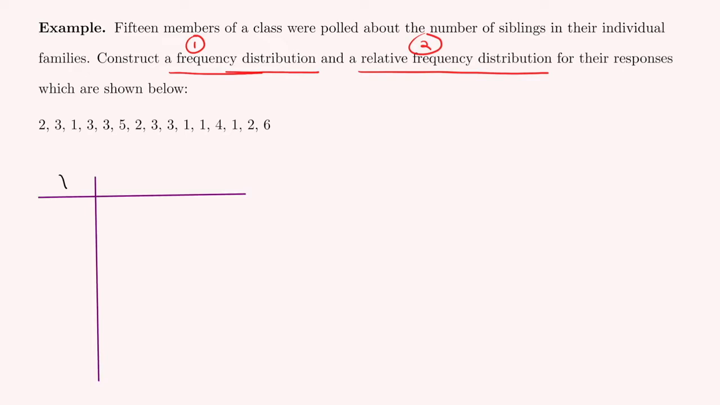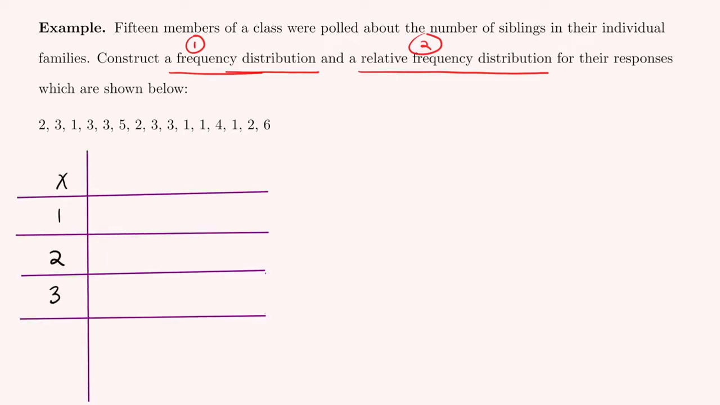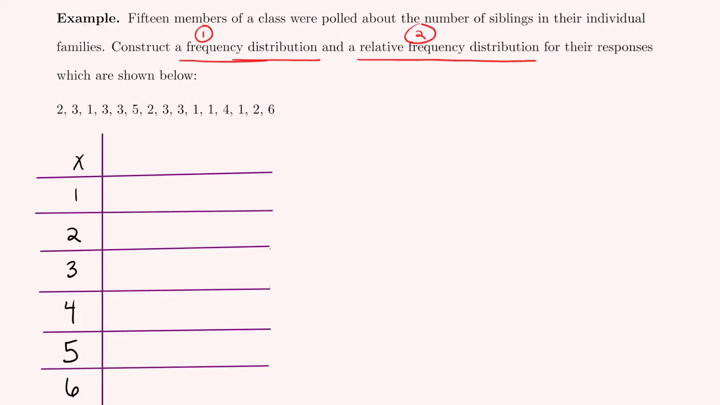We always begin with x on the left, and those are our data set values. And let's look through the list. We see that we have a 1, 2, 3, 5, 4, and 6. So it looks like we have data values 1 through 6. So we'll make a table for each of those. And then to complete the frequency distribution, we have on the right side of the column the f for the frequency, and let's count how many times each of these items occurred in the data set.